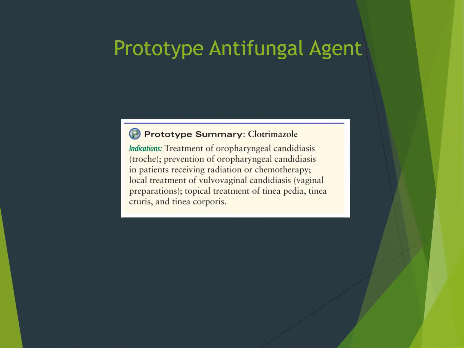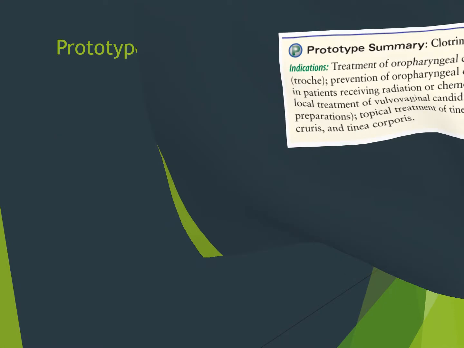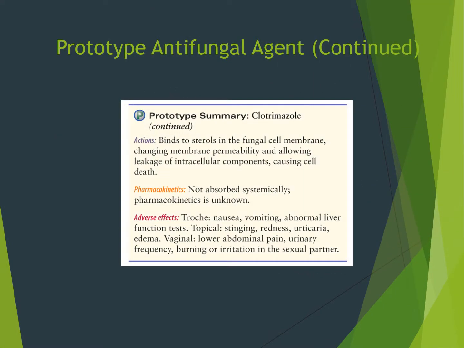Another prototype is clotrimazole, which is for oropharyngeal candida, and it's also used in vaginal preparations, and topically for tinea pedis, tinea cruris, and tinea corporis. You can see the vaginal preparations could cause irritation or burning with urination and an increase in frequency.